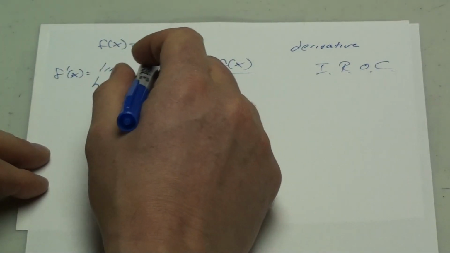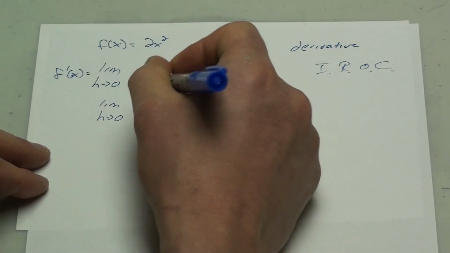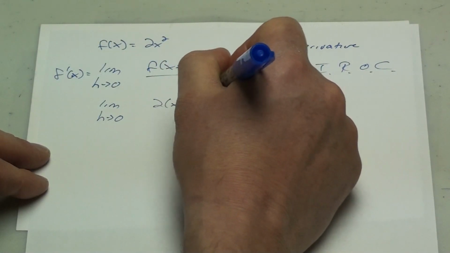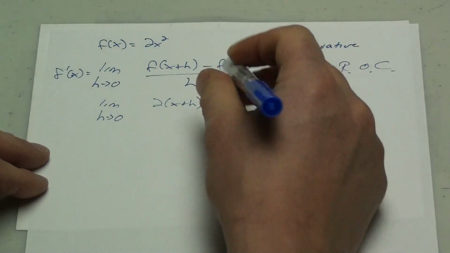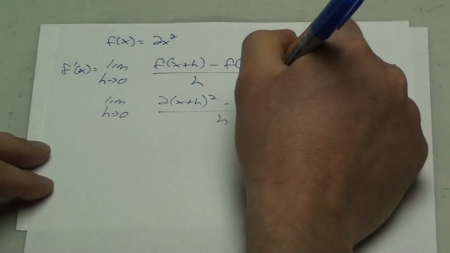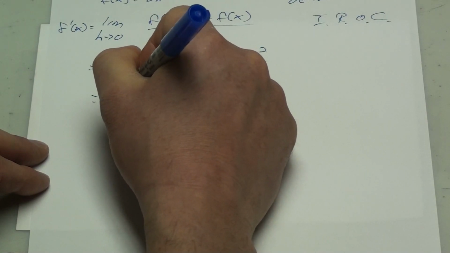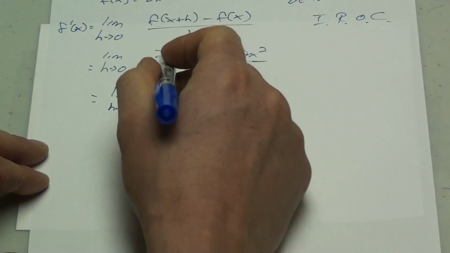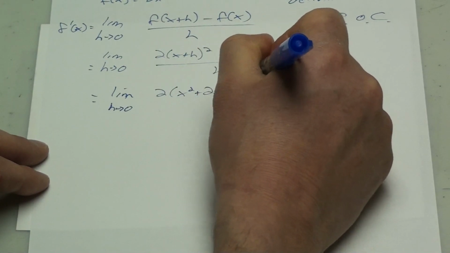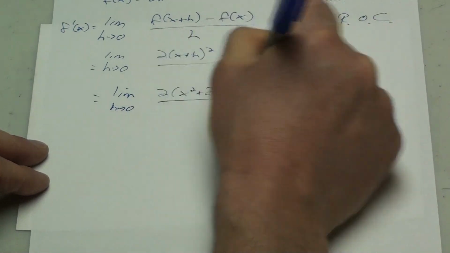Okay, this is my equation, 2x squared. Limit h approaches 0. I'm going to have f of x plus h, which is 2 times (x plus h) squared, minus my f of x, which is 2x squared, all over h. Limit h approaches 0. Now I could expand this. That's going to give me 2 bracket x squared plus 2xh plus h squared, minus 2x squared all over h.